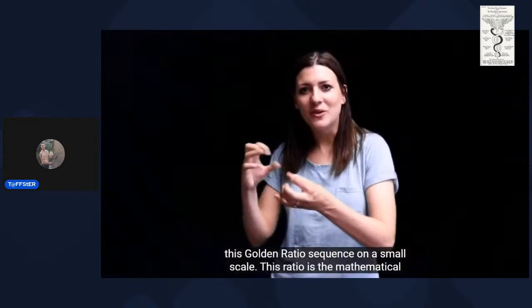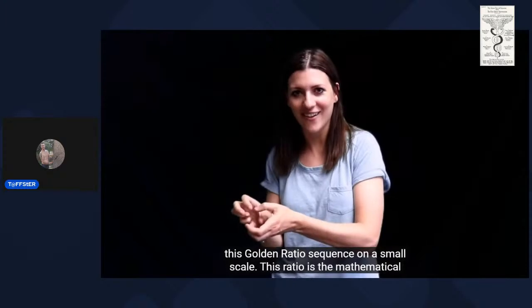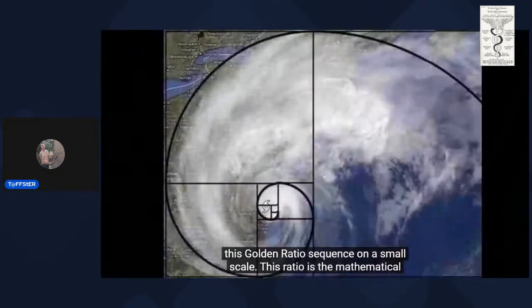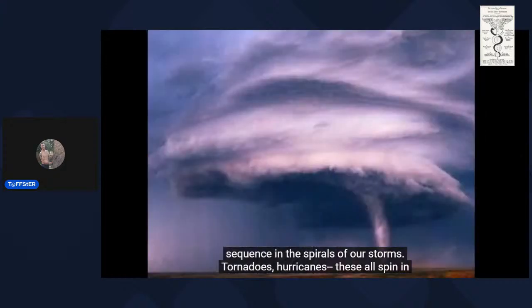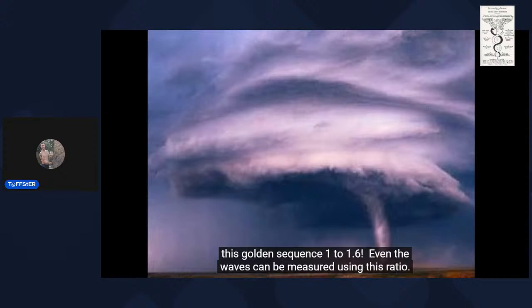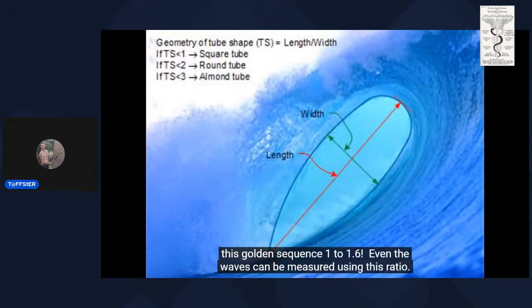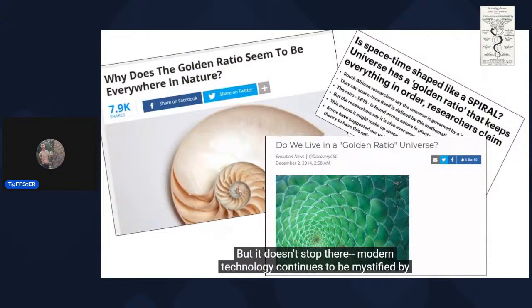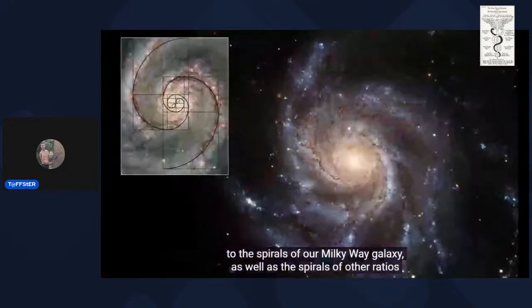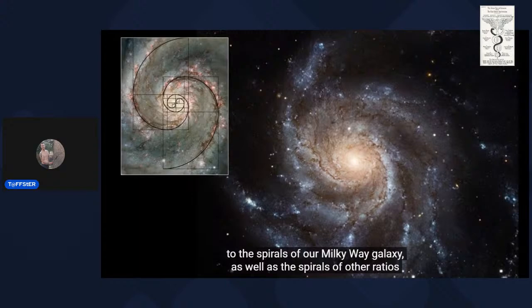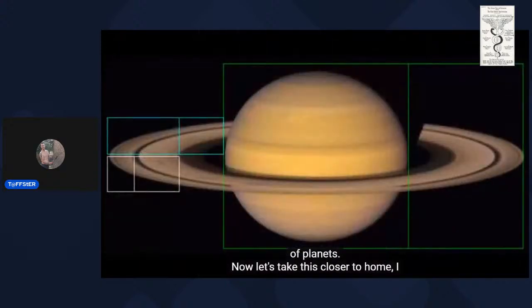But we don't just see this golden ratio sequence on a small scale. This ratio is the mathematical sequence in the spirals of our storms, tornadoes, hurricanes. These all spin in this golden sequence, 1 to 1.6. Even the waves can be measured using this ratio. But it doesn't stop there. Modern technology continues to be mystified by the far-reaching scope of the golden ratio, from the alignment of the planets to the spirals of our Milky Way galaxy, as well as the spirals of other ratios in planets.